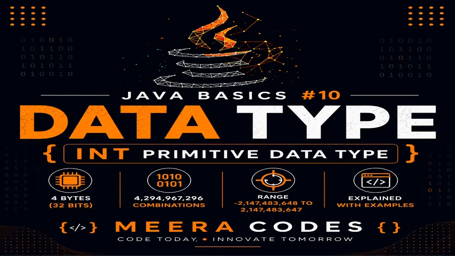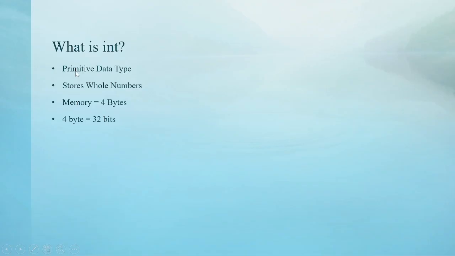Today, we will learn about the int data type, which is the most commonly used integer data type in Java. The int data type is a primitive data type in Java. It is used to store whole numbers, both positive and negative values. And int occupies 4 bytes of memory, which is equal to 32 bits. Because it has more bits than byte and short, it can store a much larger range of values.